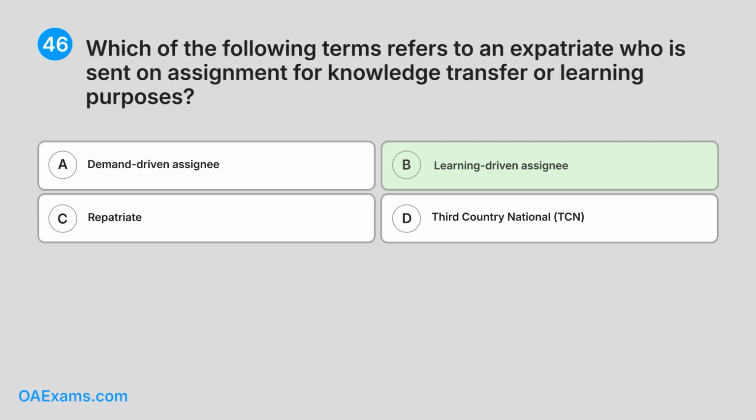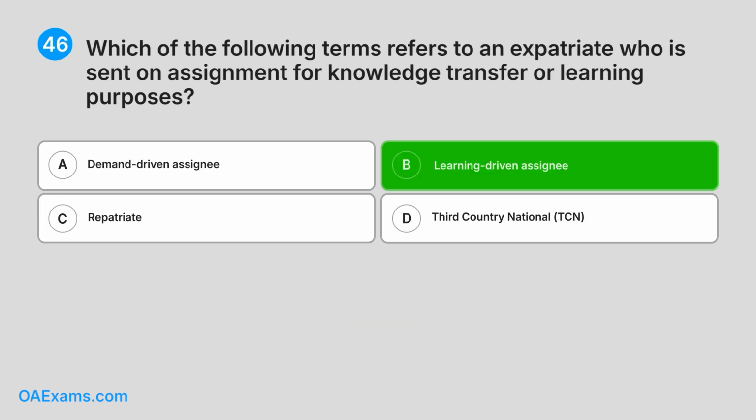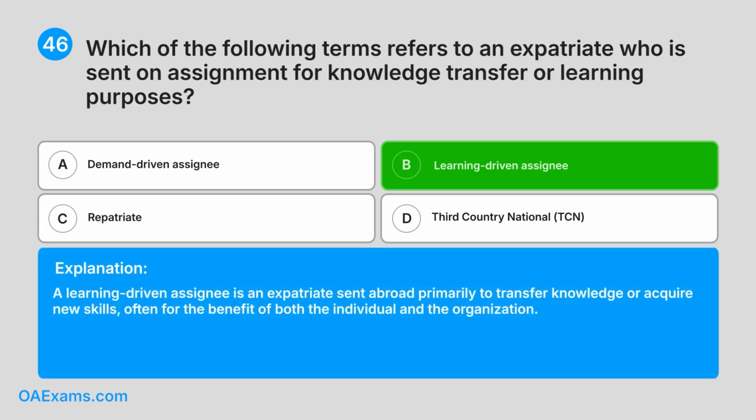Correct answer, B. Learning-driven assignee. Explanation. A learning-driven assignee is an expatriate sent abroad primarily to transfer knowledge or acquire new skills, often for the benefit of both the individual and the organization.